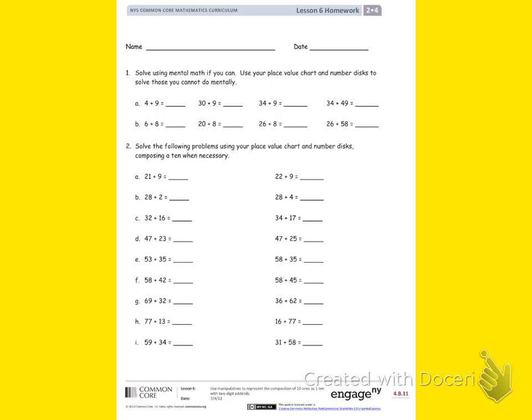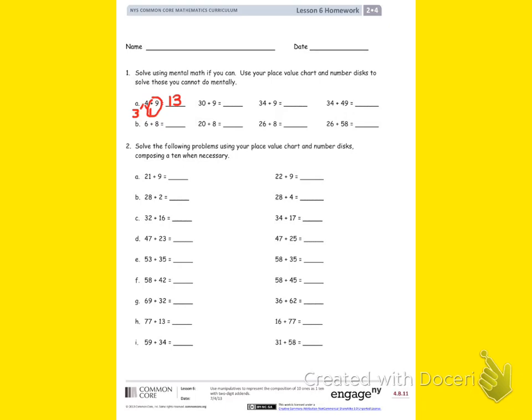I will go ahead and explain how to solve these problems using mental math, and I'll make a few notations as I explain how I'm solving them. Item A, 4 plus 9. 9 is right close to 10. It's just 1 away, so if I pulled 1 out of this 4, I would have 10 here, and 1 and 3 is 4. So that's 10 and 3 is 13.